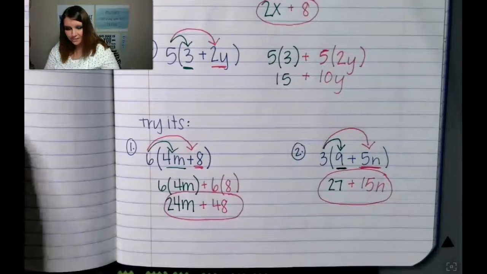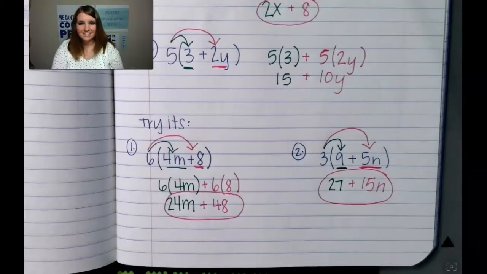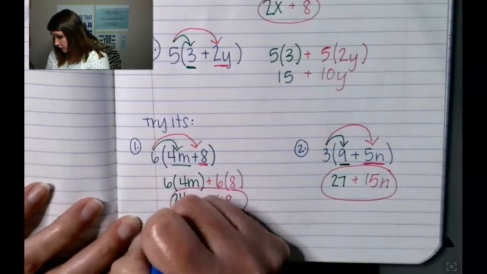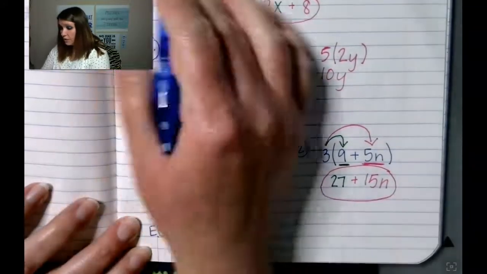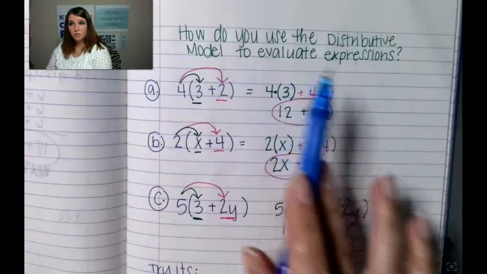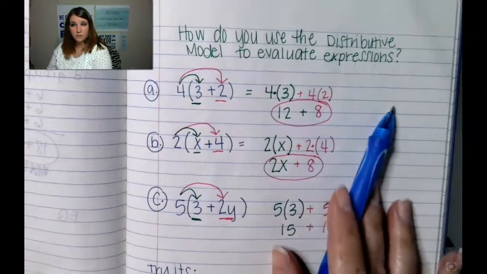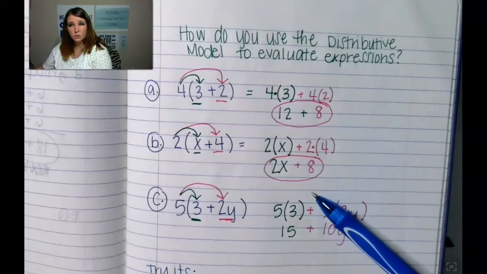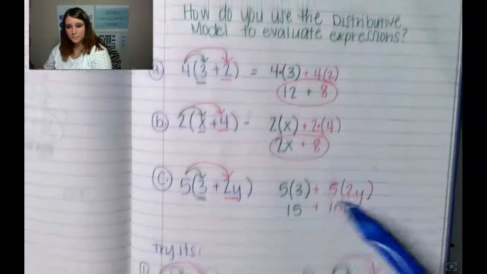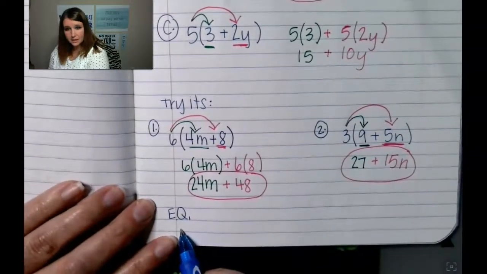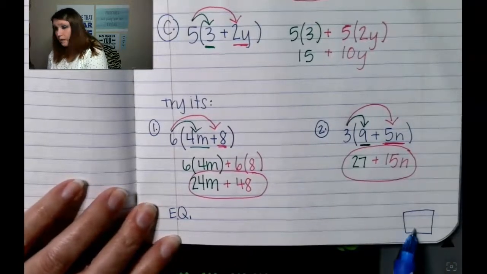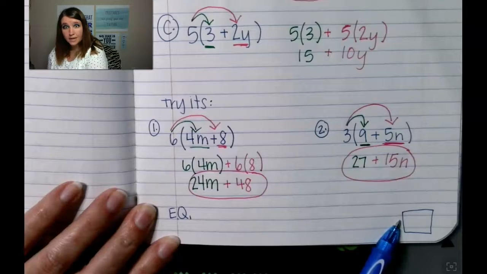Okay, how did you do on this? What is your answer to your essential question? How do you use the distributive model to evaluate expressions? What are the really important things that we did here to evaluate? Go ahead and answer that right here. And then off to this side, put in that little box the rating that you got.